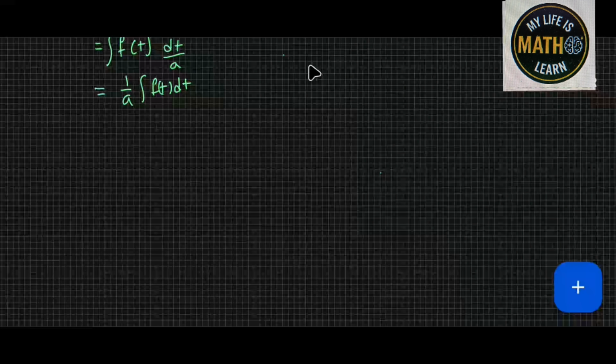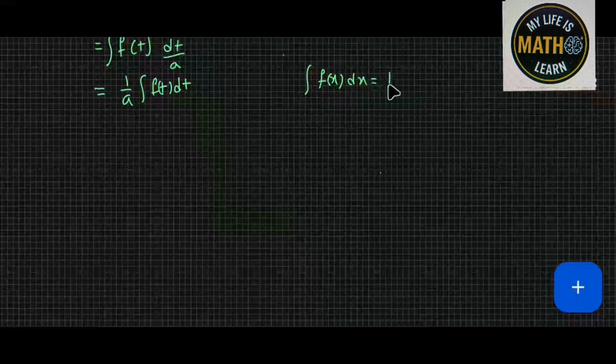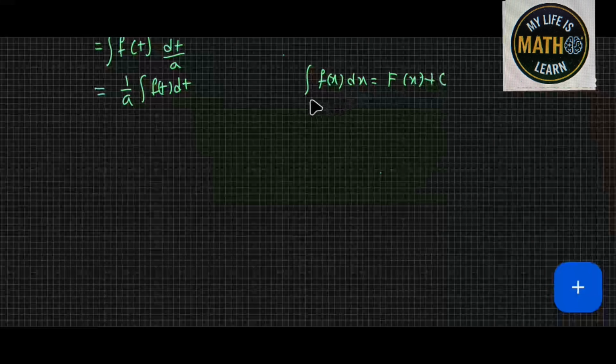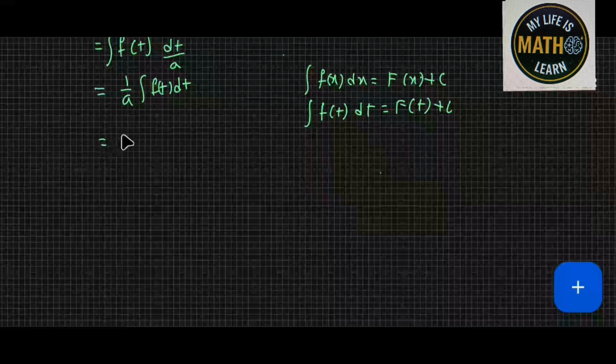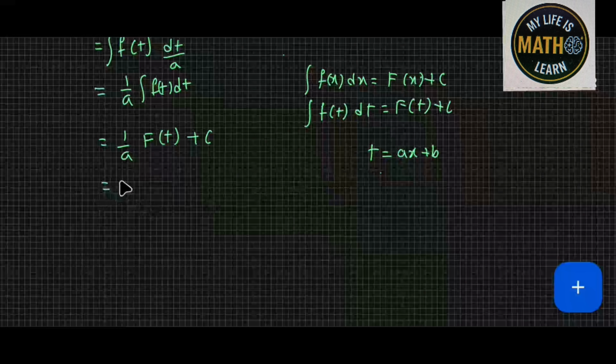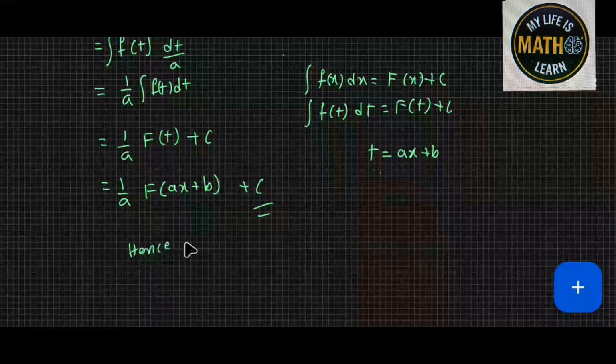Now, the integral of f of x dx is equal to capital F of x plus c, as well as the integral of f of t dt is equal to capital F of t plus c. So 1 by a into F of t plus c, where t is equal to ax plus b. So 1 by a F of ax plus b plus c. Hence proved. Let's solve some functions on this example.